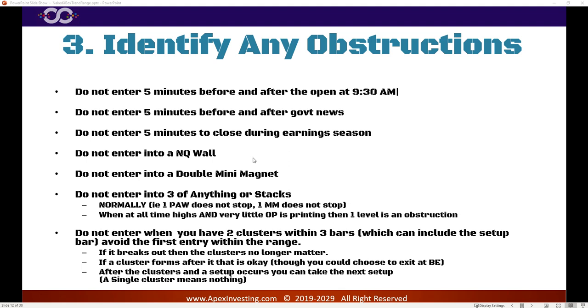We also do not enter when we have 2 clusters within 3 bars, which can include the setup bar. And then we're going to avoid the first entry within that range. I'll give you an example of that. Because what we found and what we teach is that when we have 2 clusters within a 3 bar range, that could show us that we're in chop and that chop is coming up. I cannot even start to explain to you how powerful that is.